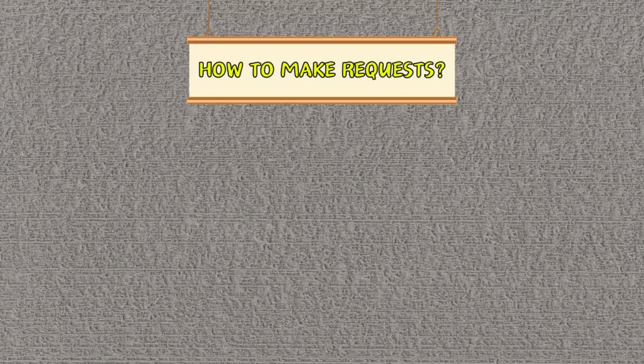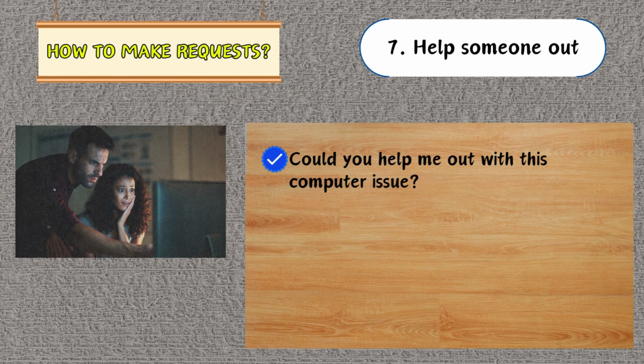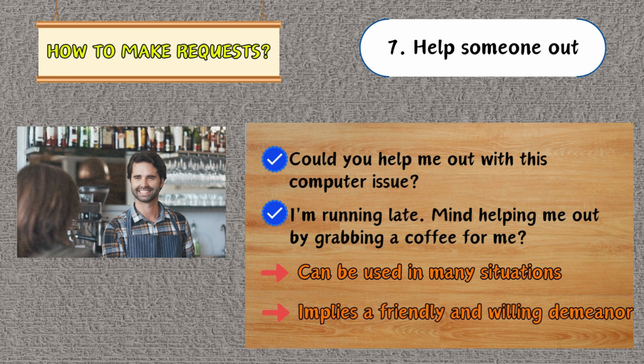Number 7, help someone out. Example: could you help me out with this computer issue? I'm running late. Mind helping me out by grabbing a coffee for me? This phrase is versatile and can be used in various situations to request help or support. It is casual and implies a friendly and willing demeanor.